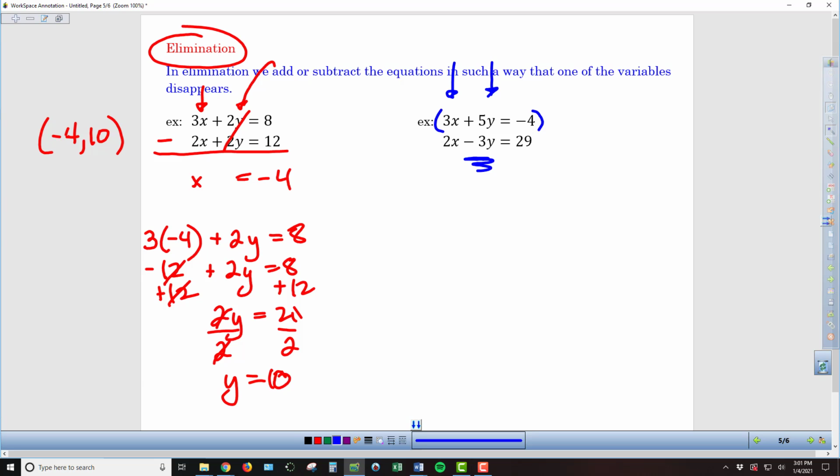So I am going to multiply this top equation. I have to figure out what do 5 and 3 divide into evenly. So I'm going to multiply the top equation by 3, because 15 is going to be that magic number for me. And then for the bottom equation, I'm going to have to multiply it by 5.